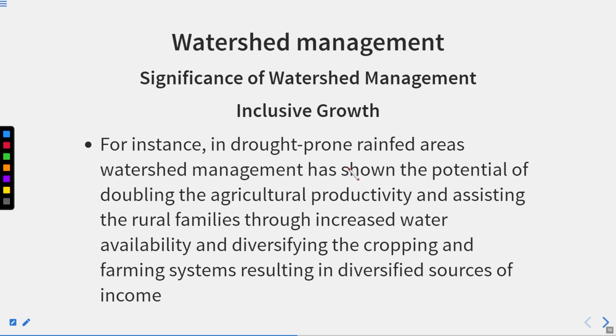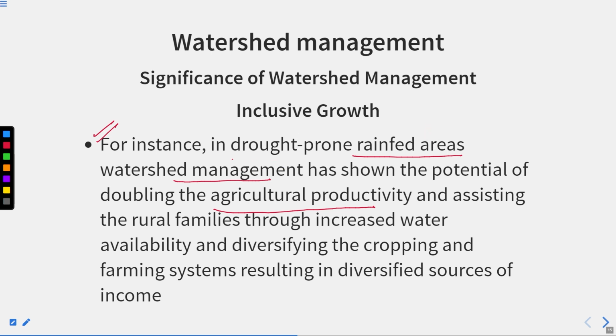For instance, in drought-prone, rain-fed areas, watershed management has shown the potential of doubling the agricultural productivity and assisting the rural families through increased water availability and diversifying the cropping and farming system, resulting in diversified sources of income. So this is the crux of this particular lecture.